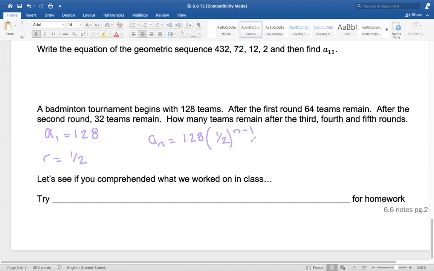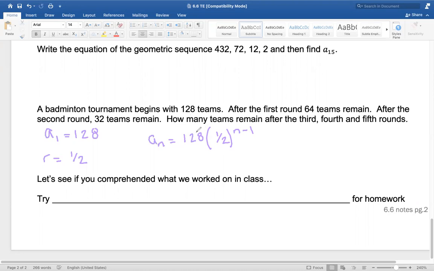Okay, and quick reminder, if you want to double check your equation, you could just plug in, for example, 1 for n. The first term, you have 1 minus 1, which is 0. Anything to the 0 power is just 1. So this whole exponent just becomes a 1, and you're left with 128, which is what we want because we started with 128 teams.